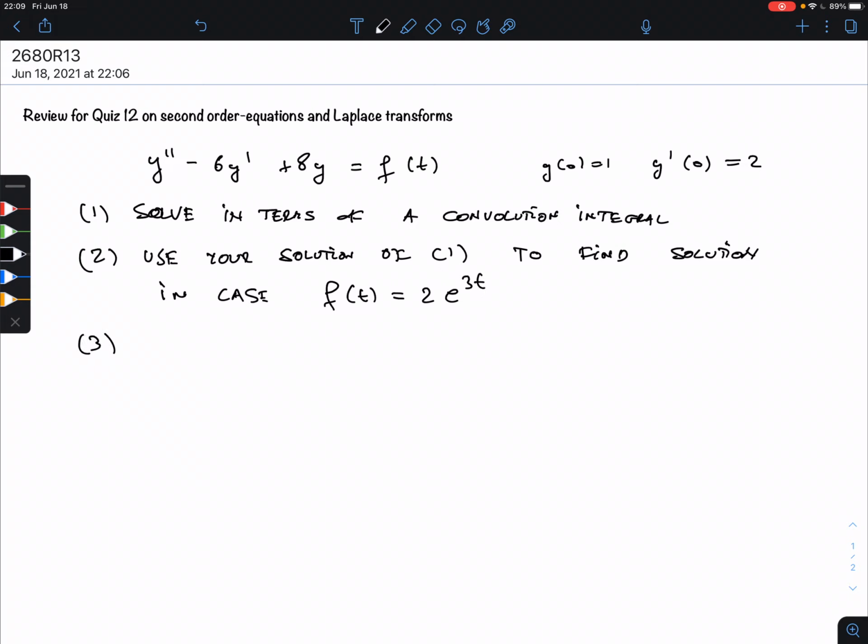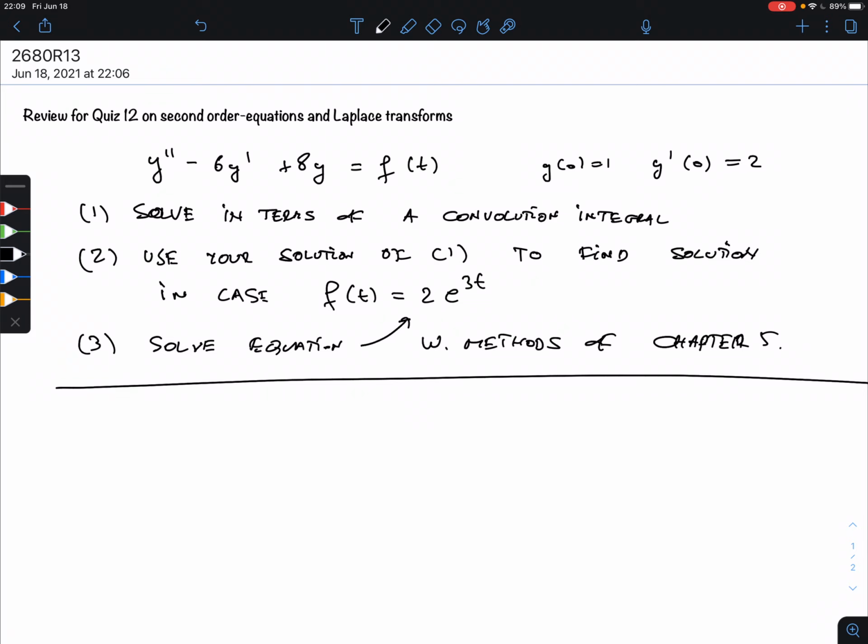And then thirdly, solve the same equation using the techniques of chapter 5. So this is how this quiz will be, and I'll explain each time what I mean with each of them. I'll come back to it when we solve them. So let's start with the first one.